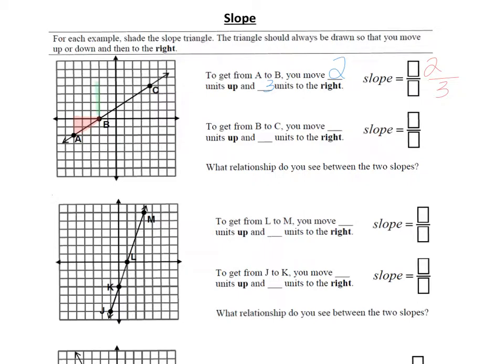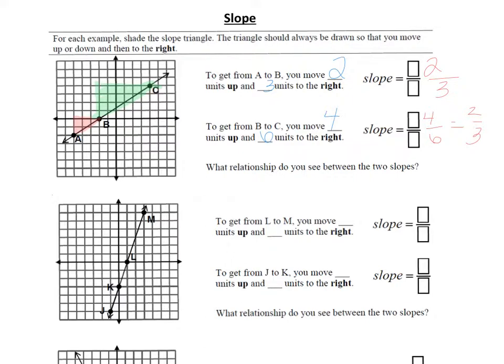We go up and over, and there's our triangle. So for BC, we move up 1, 2, 3, 4 units, and we move right 1, 2, 3, 4, 5, 6 units. Again, I can't write small enough. So that's 4/6, but we can simplify that to 2/3.